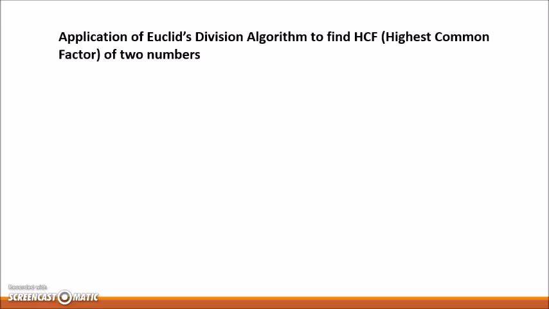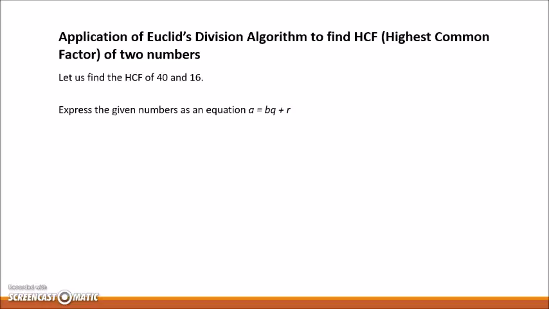Now we see how to apply Euclid's division algorithm to find the highest common factor of two numbers. So for example, let us find the highest common factor of 40 and 16. Let us first express the given numbers as an equation a is equal to bq plus r. So first we divide 40 by 16. So we get a quotient of 2 and a remainder of 8. So we write the equation as 40 equals 16 multiplied by 2 plus 8.